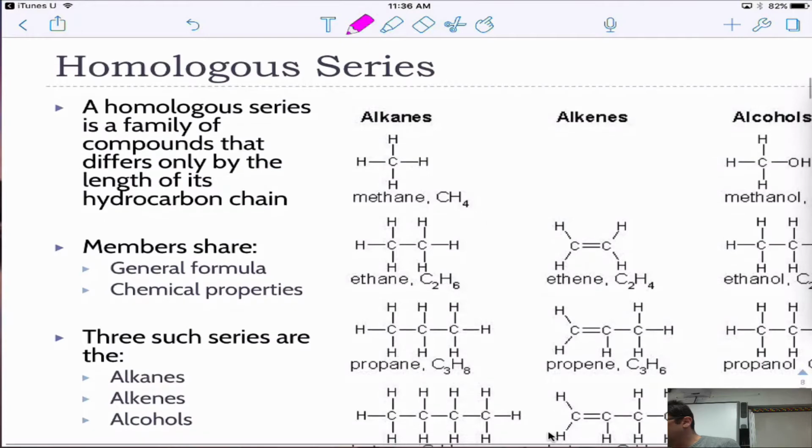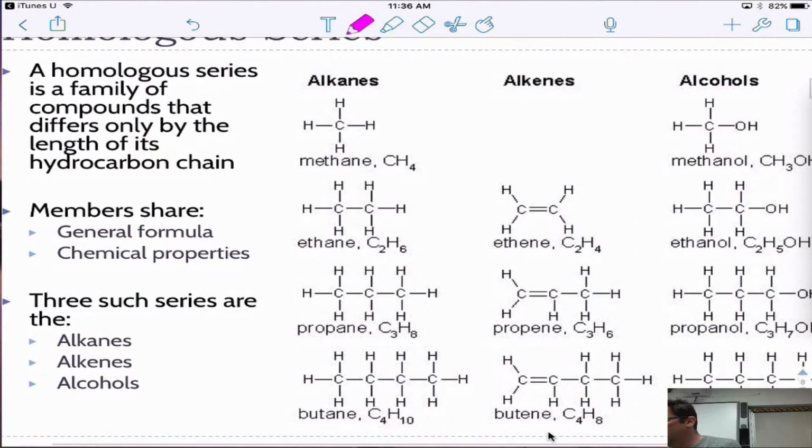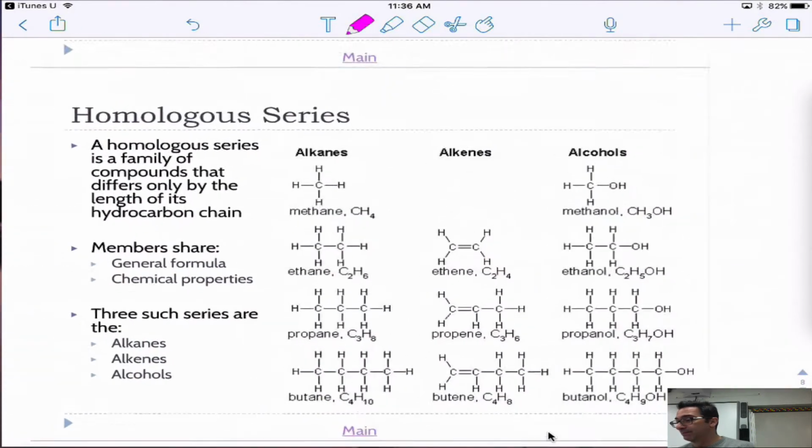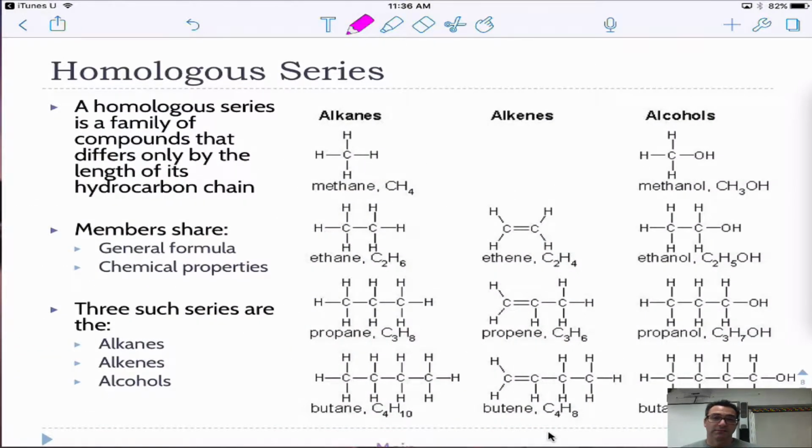So here again are the different homologous series, and you've seen some of these before. So you've seen the alkanes, you've seen the alkenes. They also list the alcohols in this case to give you an example of them. So they give you a bunch of different homologous series, but we could extend this to alkynes, we could extend this to amines, and all the different functional groups.